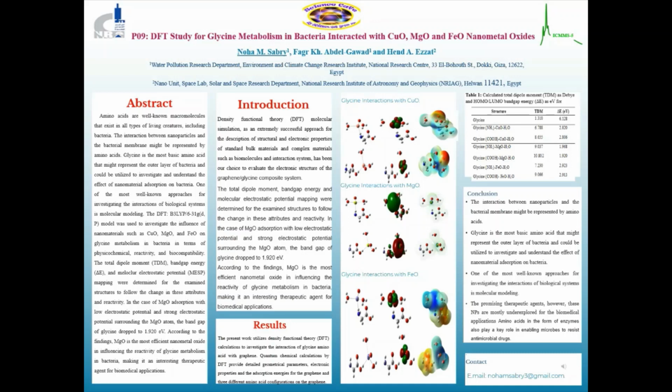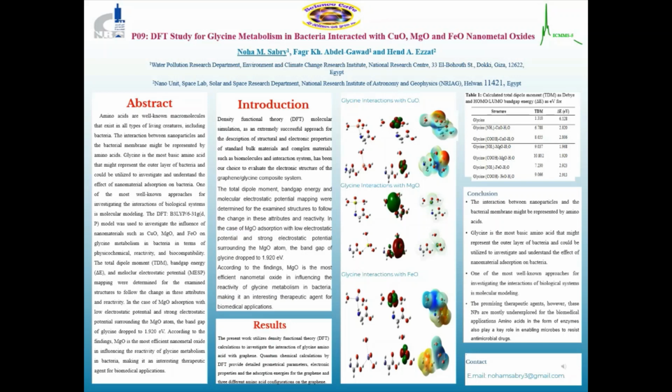Density functional theory calculations were used to investigate the influence of nanomaterials such as copper oxide, magnesium oxide, and iron oxide on glycine metabolism in bacteria in terms of physicochemical properties, reactivity, and biocompatibility. The total dipole moment, band gap energy, and molecular electrostatic potential mapping were determined for the examined structures to follow the change in these attributes and reactivity.